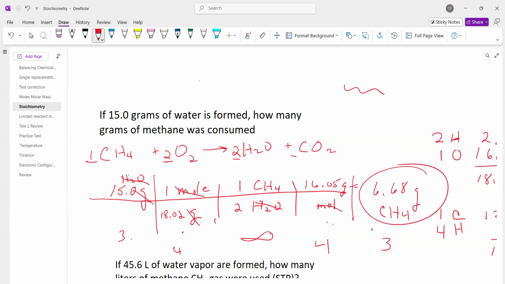Now, this is frequently called gram to gram stoichiometry. You start with grams, we end up with grams. Okay, so any questions about this process? Yeah. But if you look at the problem, though, it wants to know how many grams of methane. Right here. Okay, so let's do some more of these.